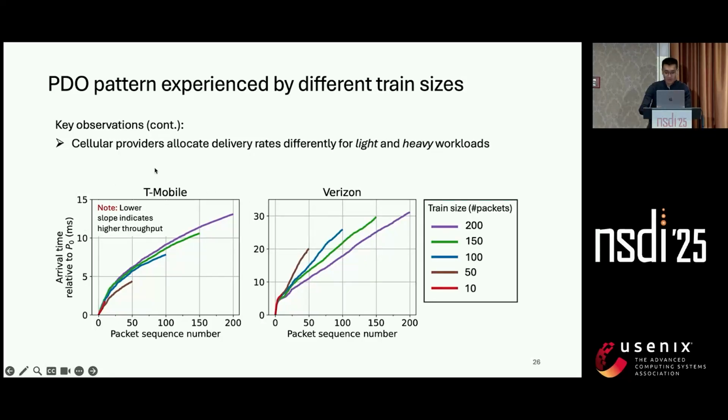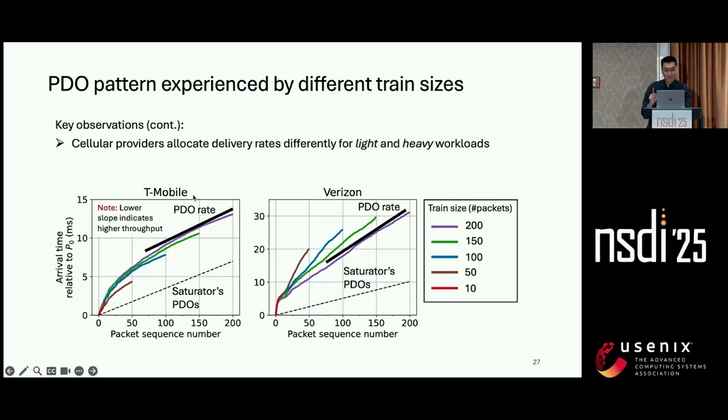As you can see in the figure, T-Mobile and Verizon both have completely different PDO patterns. However, when I add the saturated PDO line to the picture, you can see that as the train progresses, the PDO rate is more closely aligned with the saturated rate. Note that because this is a plot of packet arrival time, the slope of the PDO line indicates its PDO rate. So another key point that we observe here is that as the workload becomes much heavier, its PDO rate becomes closer to the saturator.